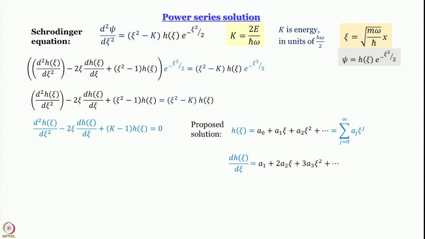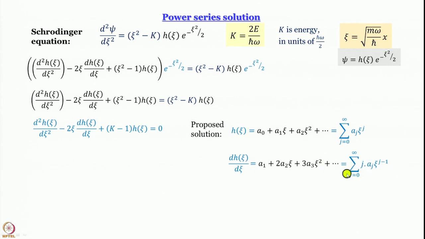And what we will do is, since we are going to combine the summations at the end, we will keep the limits the same. We will sum from j equal to 0 to infinity. So, if we do that, sum over j equal to 0 to infinity, then what do I get? I get j multiplied by aj multiplied by xi to the power j minus 1.